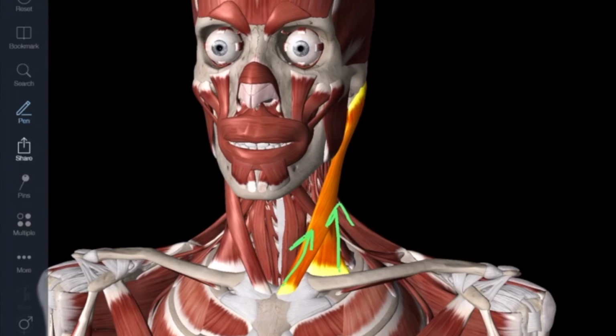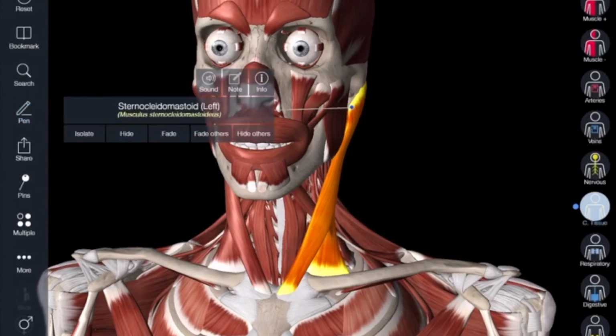So sternocleidomastoid is also another accessory breathing muscle in its action of lifting the sternum and lifting the clavicle. And it does that for inhalation.